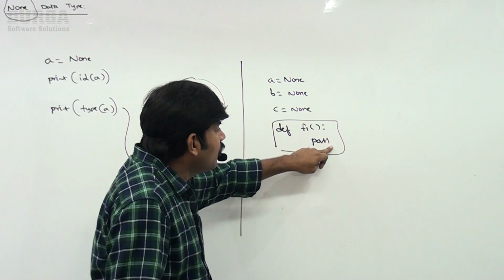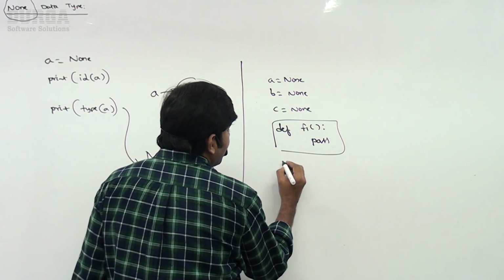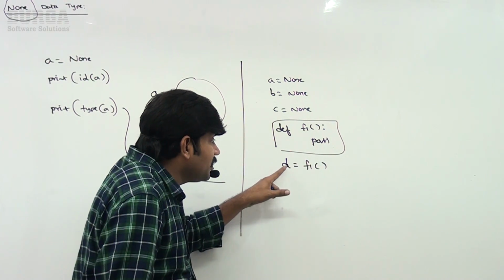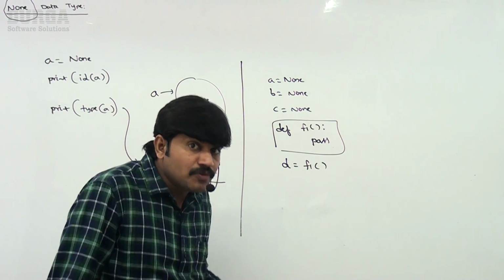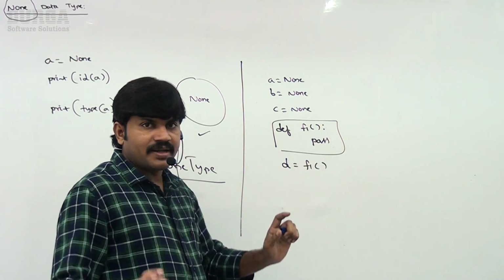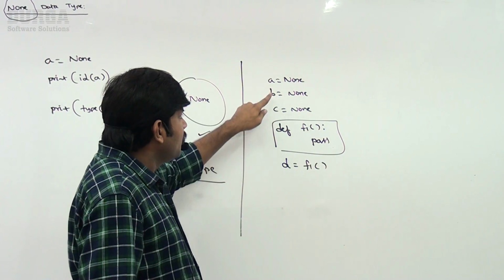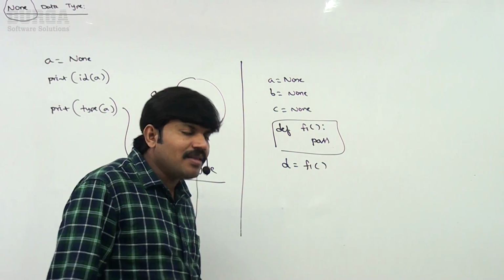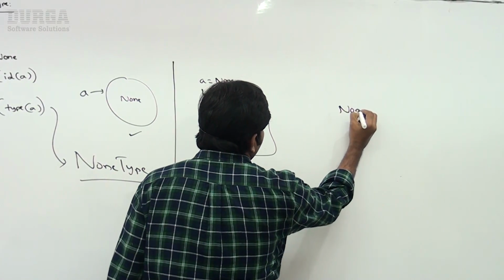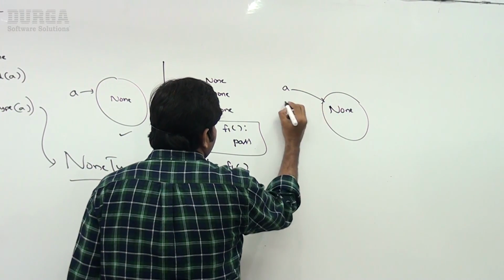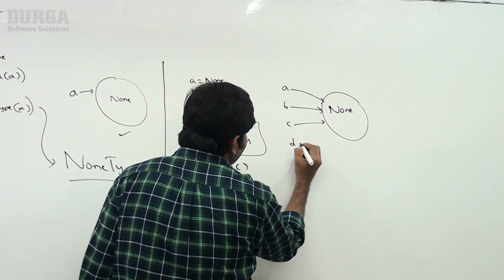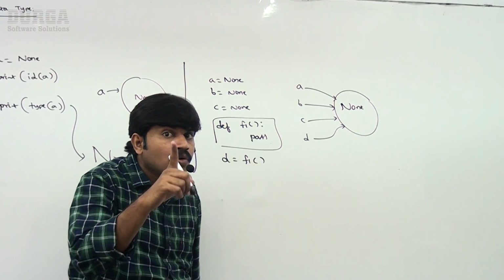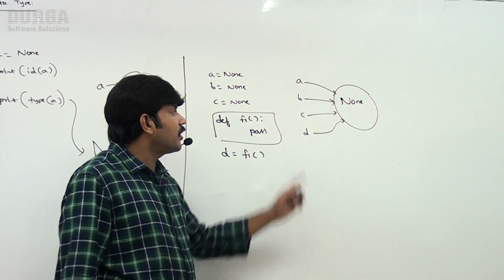So this F1 won't return anything. Now I'm taking D is equal to F1. Can you tell which value will be saved inside D, or which value D refers to? None, because F1 won't return anything. So A value is none, B value is none, C value is none, D internally contains none only. All these will point to only one none object. Are you getting it? So how many none objects will be created by the Python virtual machine? Only one object. Where is the proof?